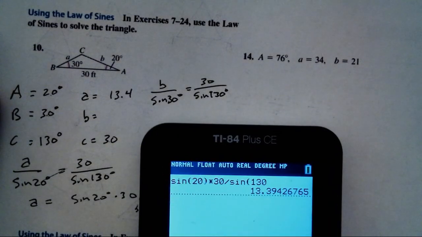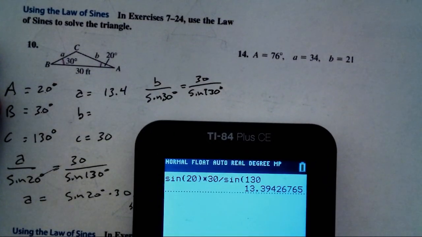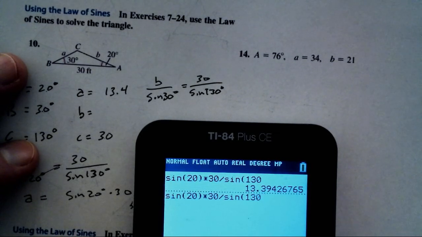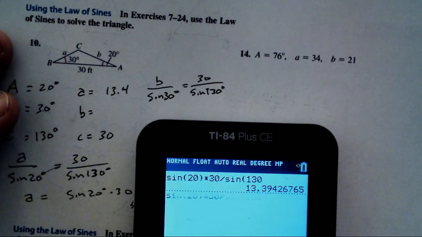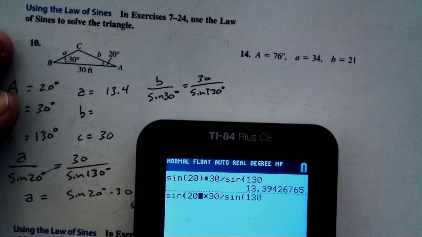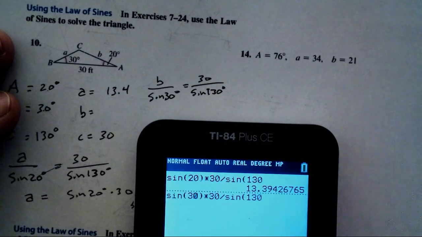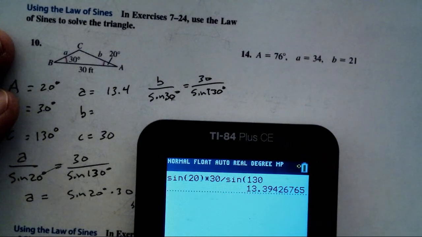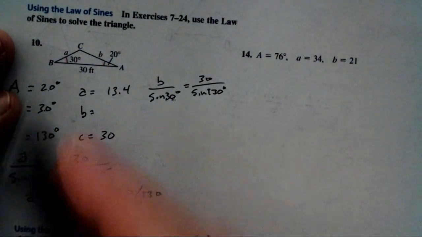Another good reason is as I'm doing this, if I go second enter on my calculator, I can just edit this. What has to really change here? Well, I need to multiply by sine of 30. Multiply sine 30 across to 30 and divide by 130. And I get 19.6.